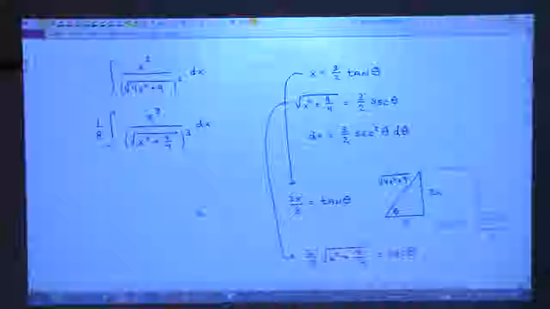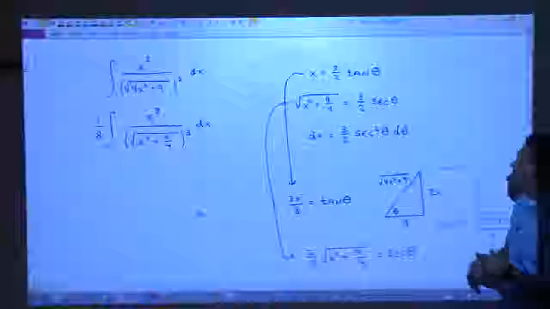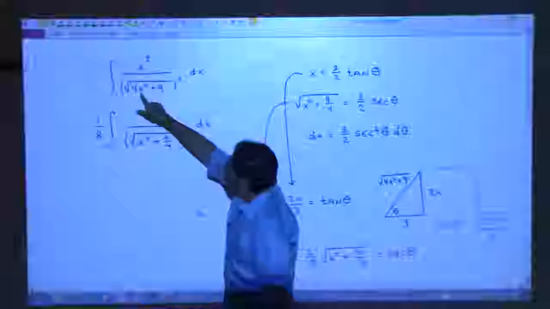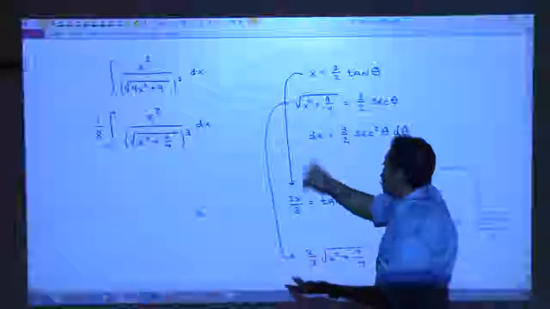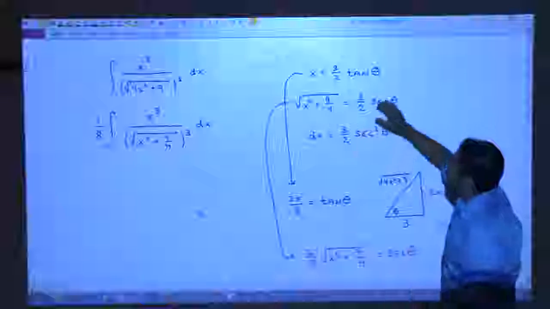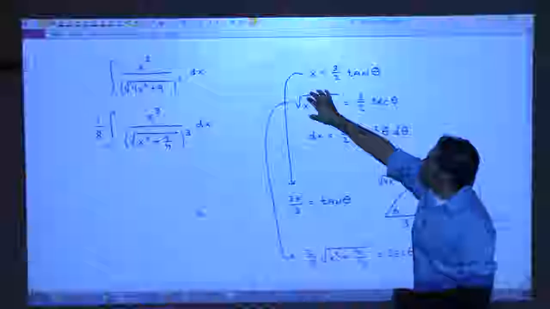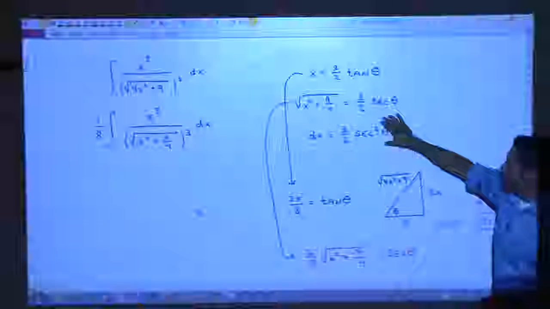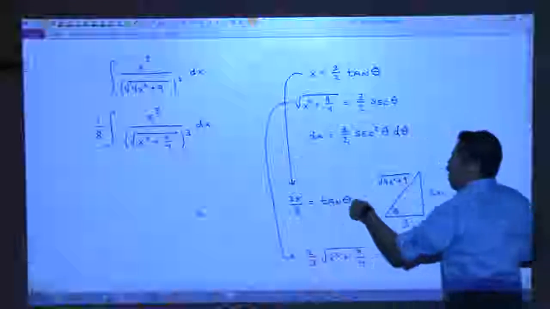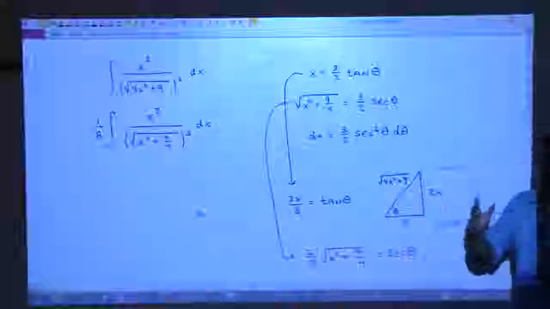This was a trig sub problem I did in class. We look at this integral, take this root here, and pull a 4 out. We make this trig substitution, and from this we know the root turns into this and the derivative is this. When we make our reference triangle, I told you to create your reference triangle from that information, and then you can answer everything you need to answer.